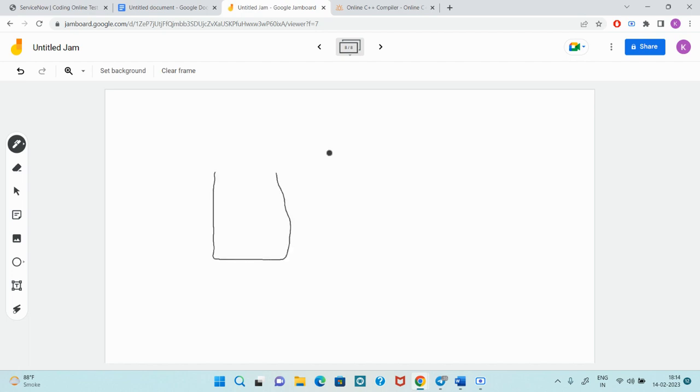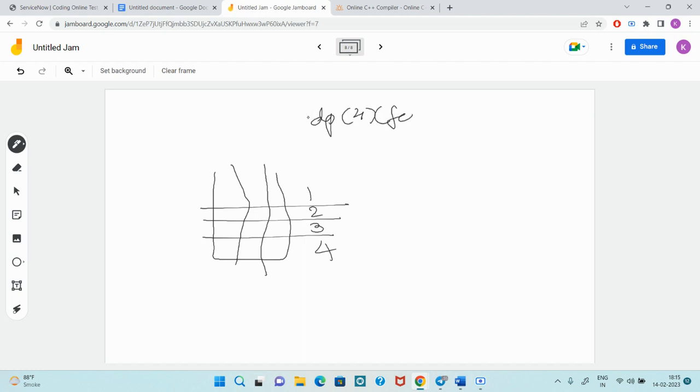Say I had rows 1, 2, 3, 4. Now somebody asks me, "Hi Kumar, tell me the answer of dp of 4 of full." My drawing skills are not good. What is the total number of ways for the matrix till the fourth row? dp of 4 of full. So the answer is very simple. It is 3 into dp of 2 of full. I will tell you how.